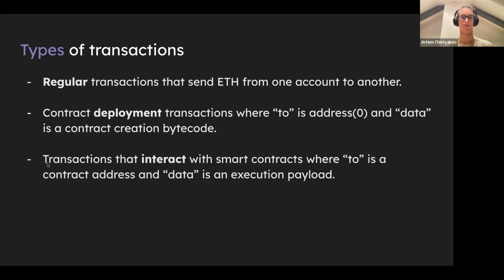And the third type, which is actually the most common one, is the transaction that interacts with a smart contract. To send this type of transaction, the to field has to be set to a smart contract address, and the data has to be specially encoded in order for the smart contract to understand it. And that is how the smart contract will react to whatever you want to do with it.